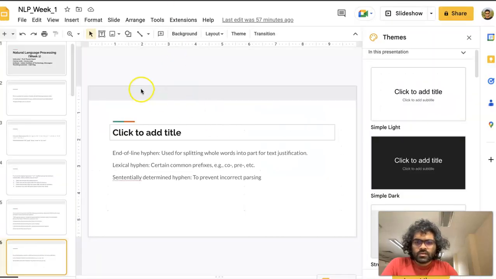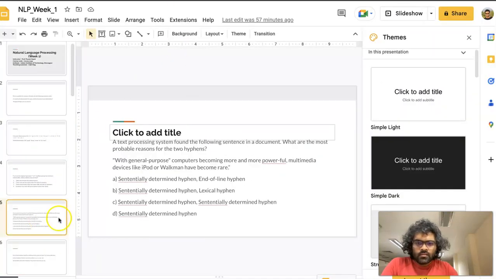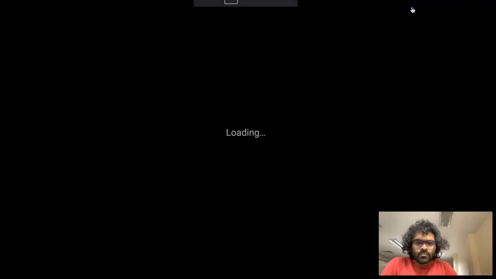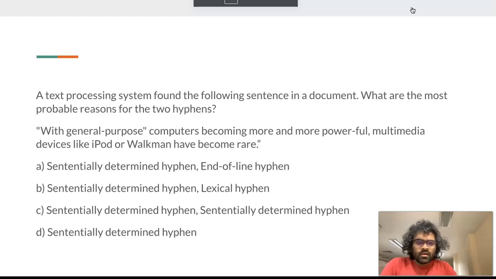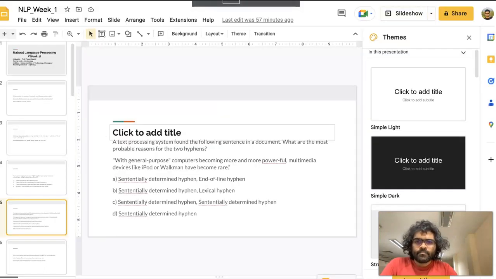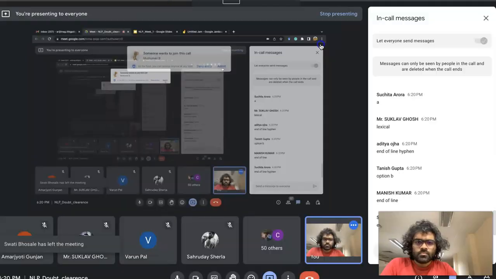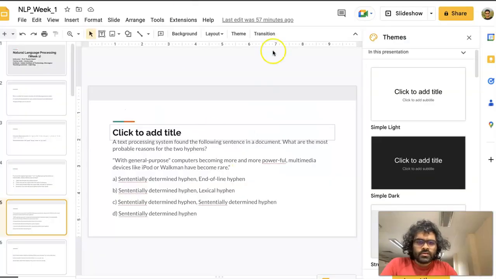Yeah, someone is writing lexical, but do you think it's lexical? Have you seen any word like power then hyphen full? We always write powerful.